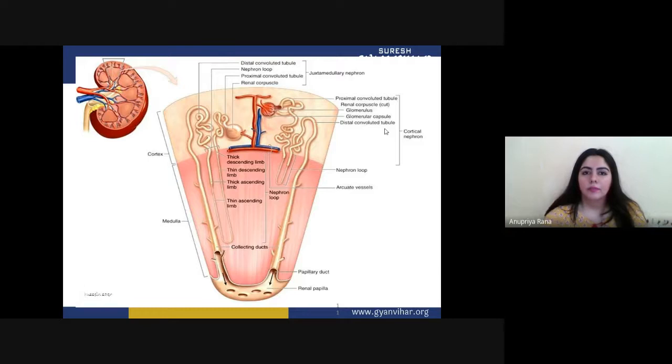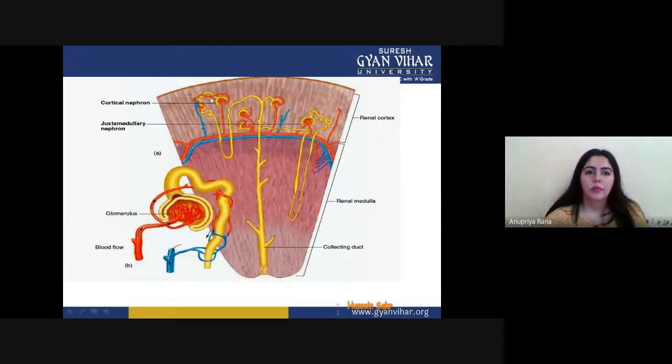Next here, in a detailed version of the diagram, you can see the cortical nephrons present here, and the juxtamedullary nephrons present here. So two types of nephrons are present in the kidney. One is the cortical nephrons, and the second is the juxtamedullary nephrons. Both of these kinds of nephrons are present in the renal cortex. You can see in the diagram that they are present.